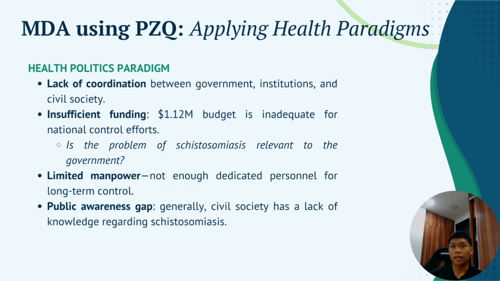So, in the articles, it was stated that there was a 1.12 million US dollar budget, and this is clearly not enough. This raises eyes on how important the government perceives schistosomiasis in the Philippines. Even as a key neglected tropical disease, why is it not getting more funding? Well, it might be in the word negligence or perhaps corruption. To this day, we still don't know.